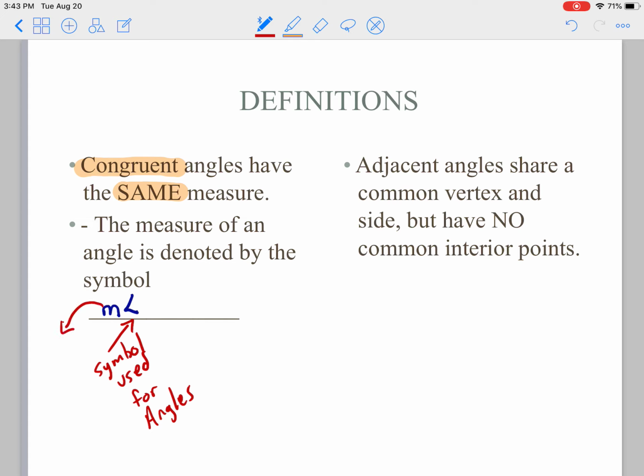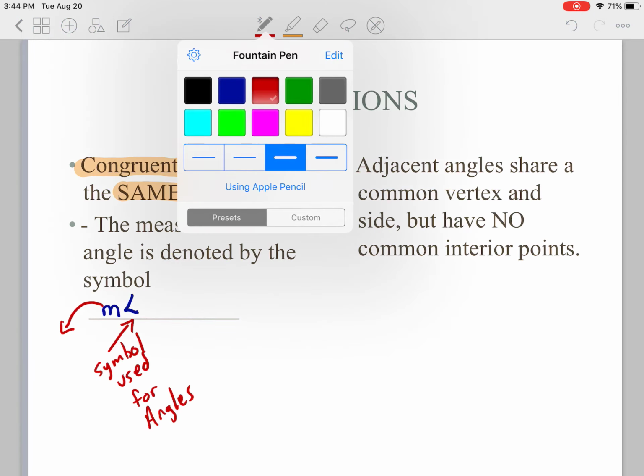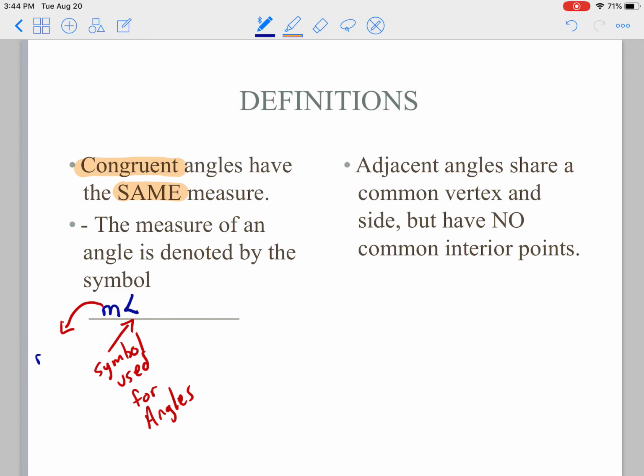When we add the M before it, we are specifically referring, I'm going to write this in a different color, to the angle measure. So we're referring to the angle measure when we put the M before it. So without the M, then I'm just saying angle. With the M before it, I'm saying the measure of angle.